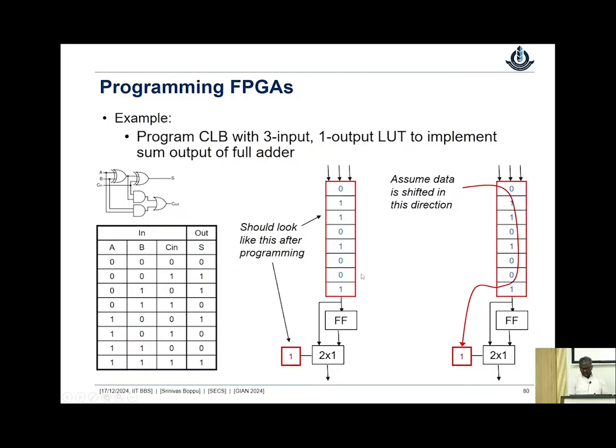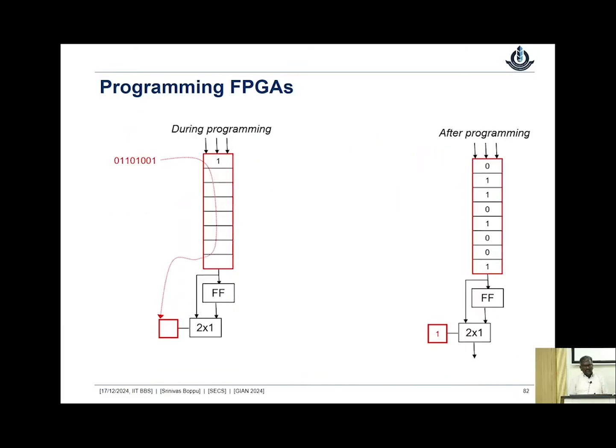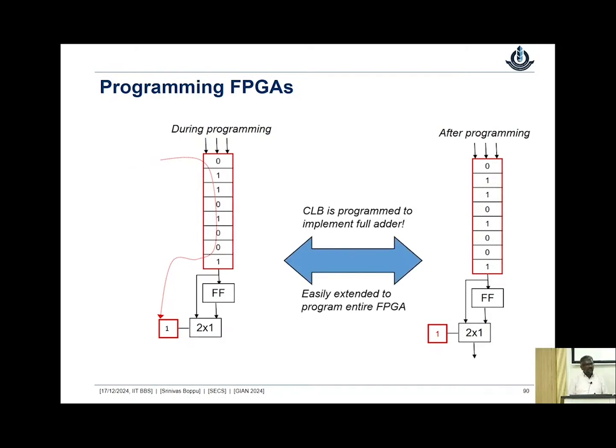So what you do is that you generate the bit file, I mean the truth table content. Each cycle you just shift in, 1 bit by 1 bit. So these 8 bits including this one, but this is a simple example. In a real FPGA we have so many CLBs and all those things.